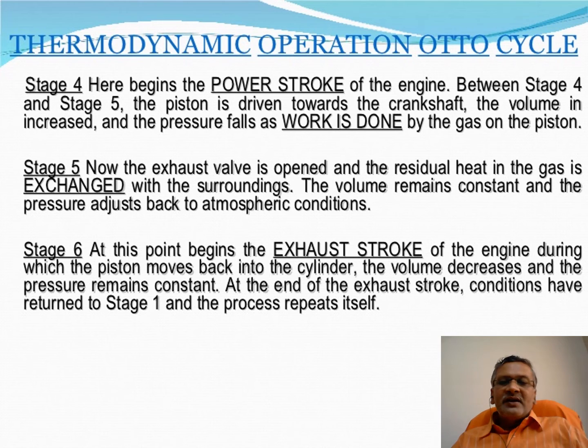At stage 5, the exhaust valve is open and the residual heat in the gas is exchanged with the surroundings. The volume remains constant and the pressure returns to atmospheric condition. At stage 6 begins the exhaust stroke of the engine, during which the piston moves back into the cylinder. The volume decreases and the pressure remains constant. At the end of the exhaust stroke, the conditions have returned to stage 1 and the process repeats itself.